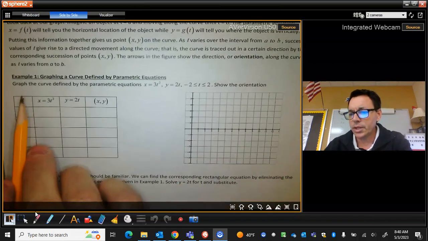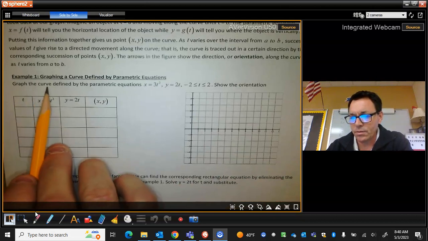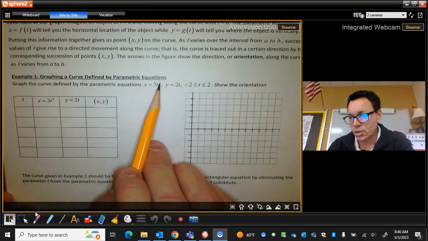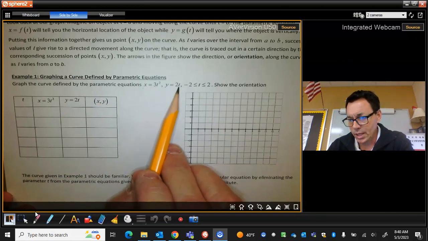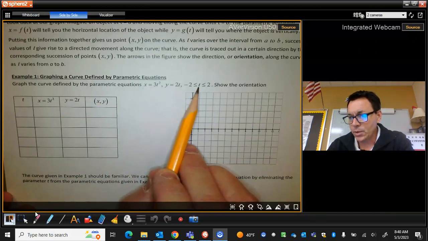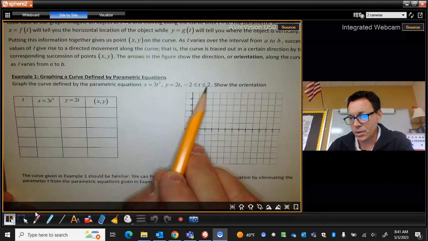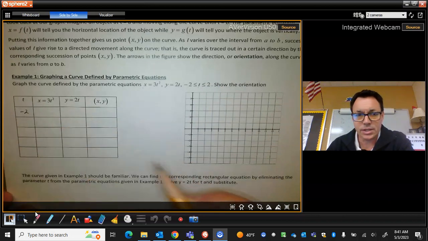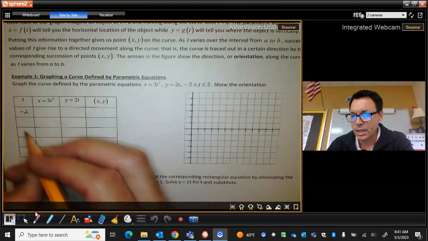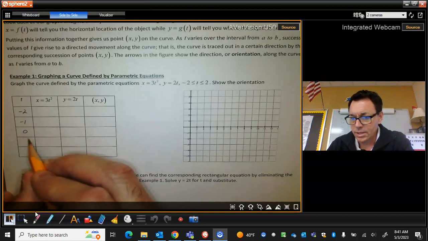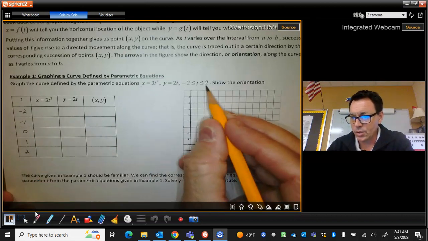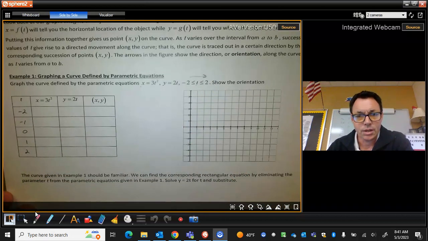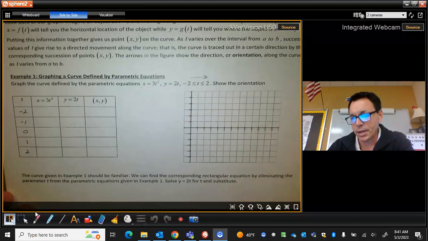Okay, so look at the first example. It says graph the curve defined by the parametric equations x equals 3t squared and y equals 2t for t values from -2 to +2. So that's our direction. Okay, so -2 is our first value that we're going to plug in, and then -1 and 0 and 1 and 2, and that's where we need to stop. Okay, so this is the orientation of our graph. It's going from smaller to bigger.